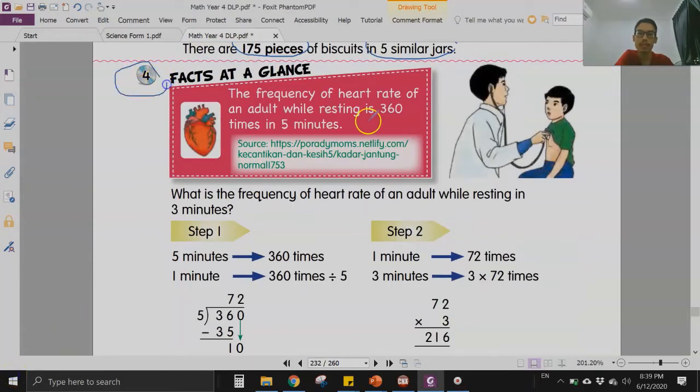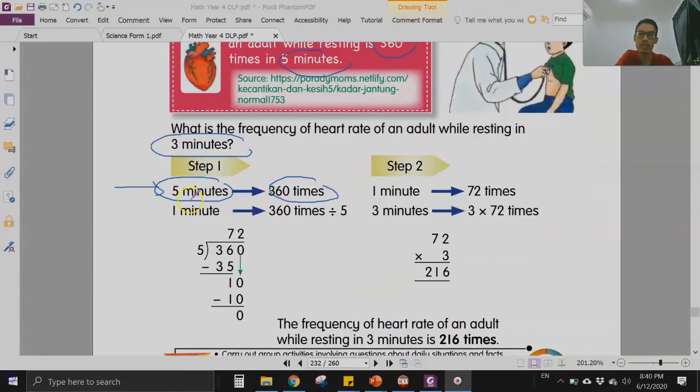For 4, frequency of heart rate of an adult while resting is 360 times in 5 minutes. So 5 minutes, you get 360 times. Question: what is the frequency of heart rate in 3 minutes? Based on the info given, you find out the heart rate in 1 minute first. So 360 times, divide 5 minutes. So 1 minute, you get 72 times. Okay, 360 divided by 5.